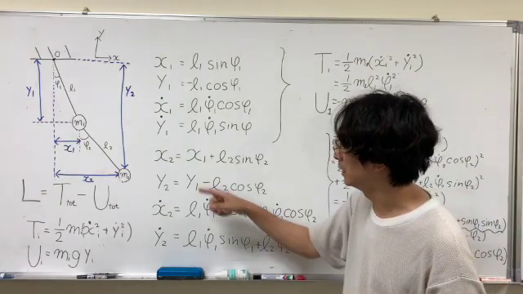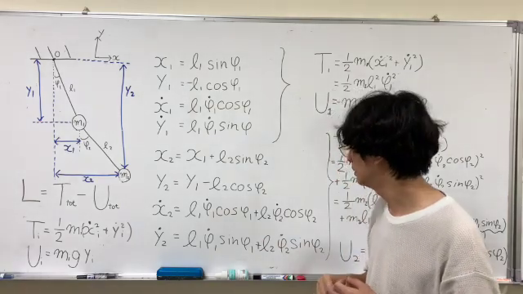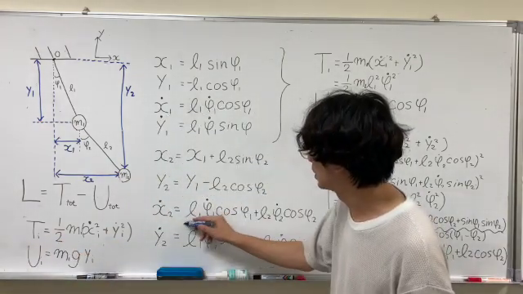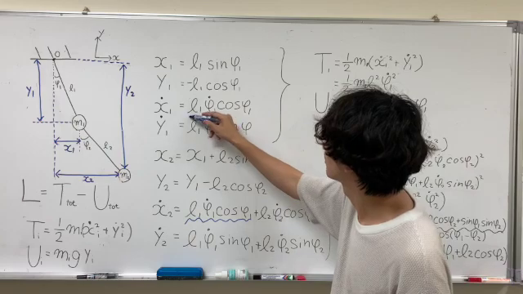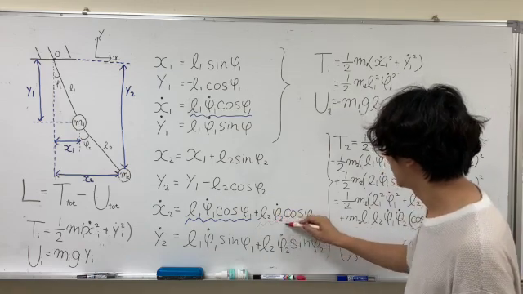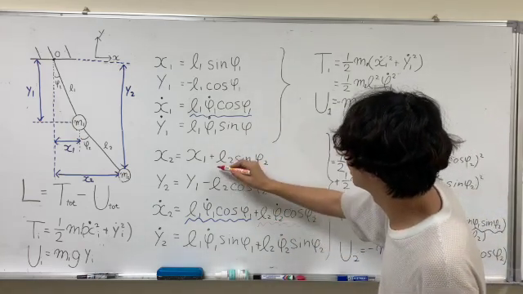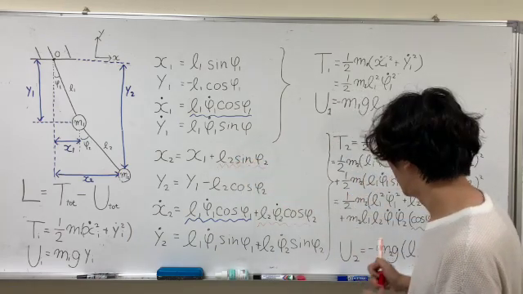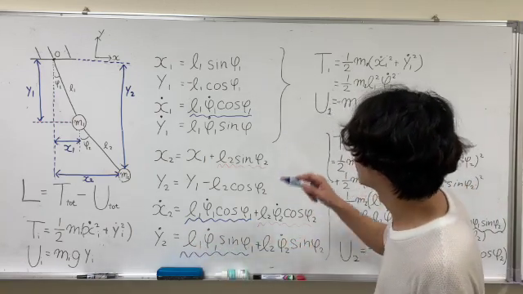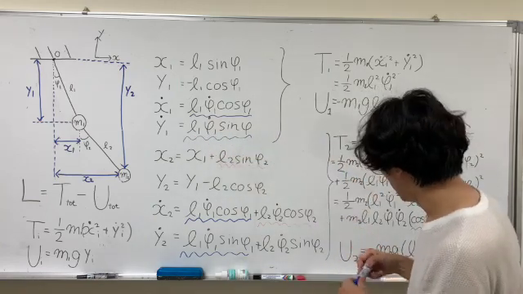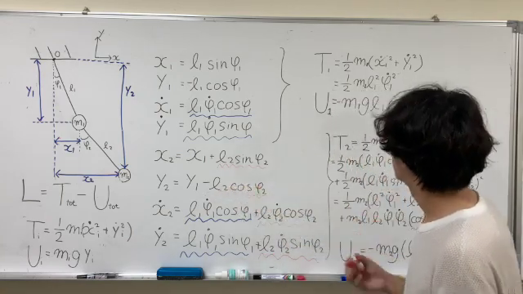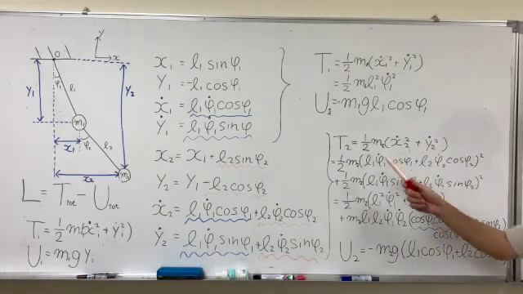We can estimate the velocity of each term by differentiating. Then we can get this term and this term. Basically, this term corresponds to the x1 term, and also this term corresponds to the x2 term. We can also calculate this term. This one is from this equation, and the second term is from this term. Then we can calculate the kinetic energy like this.